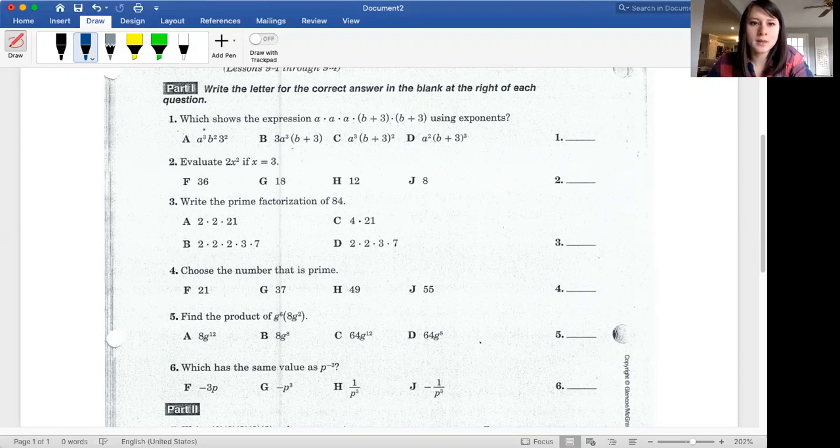So number 1, basically it says which shows the expression a times a times a, b plus 3 times b plus 3 using exponents. So if we wanted to write this as exponents, we've got a repeating a times itself 3 times. And then we've also got this b plus 3 in parentheses times itself twice. And so if we look down here, it looks like we've got a to the 3rd power, which is a times a times a, and then b plus 3 to the 2nd power, which is what's described up here. So I think the answer here would be C.